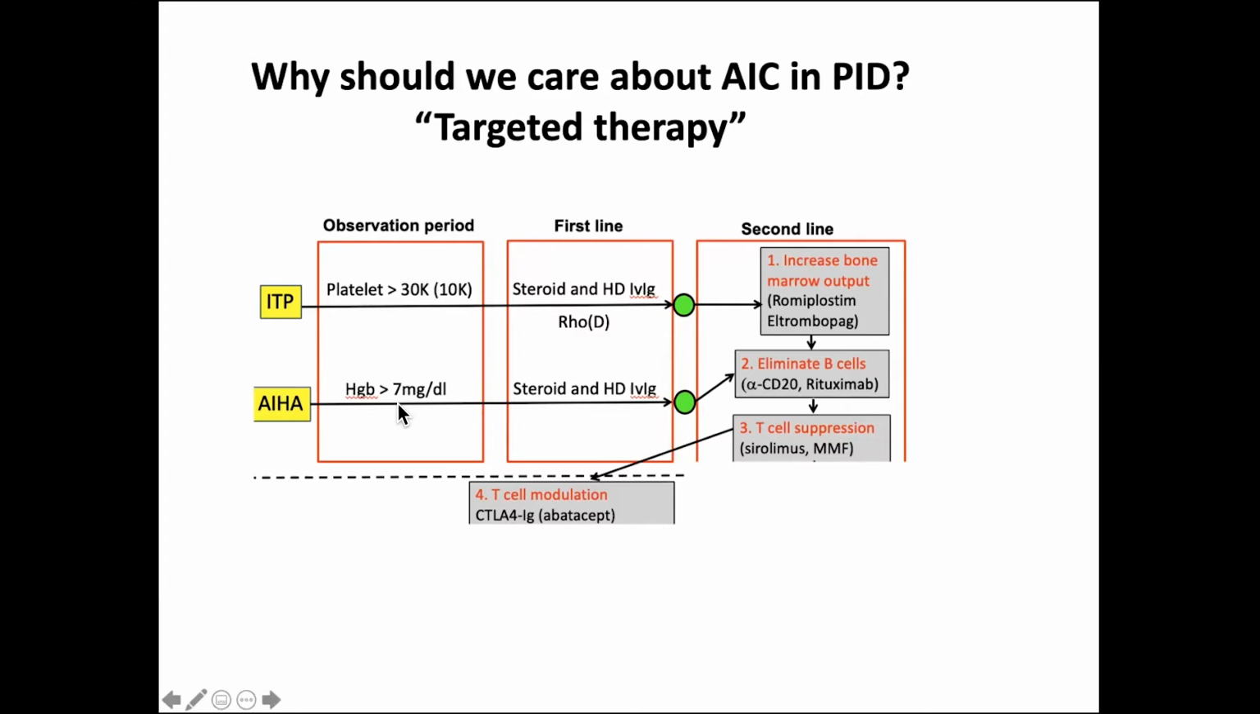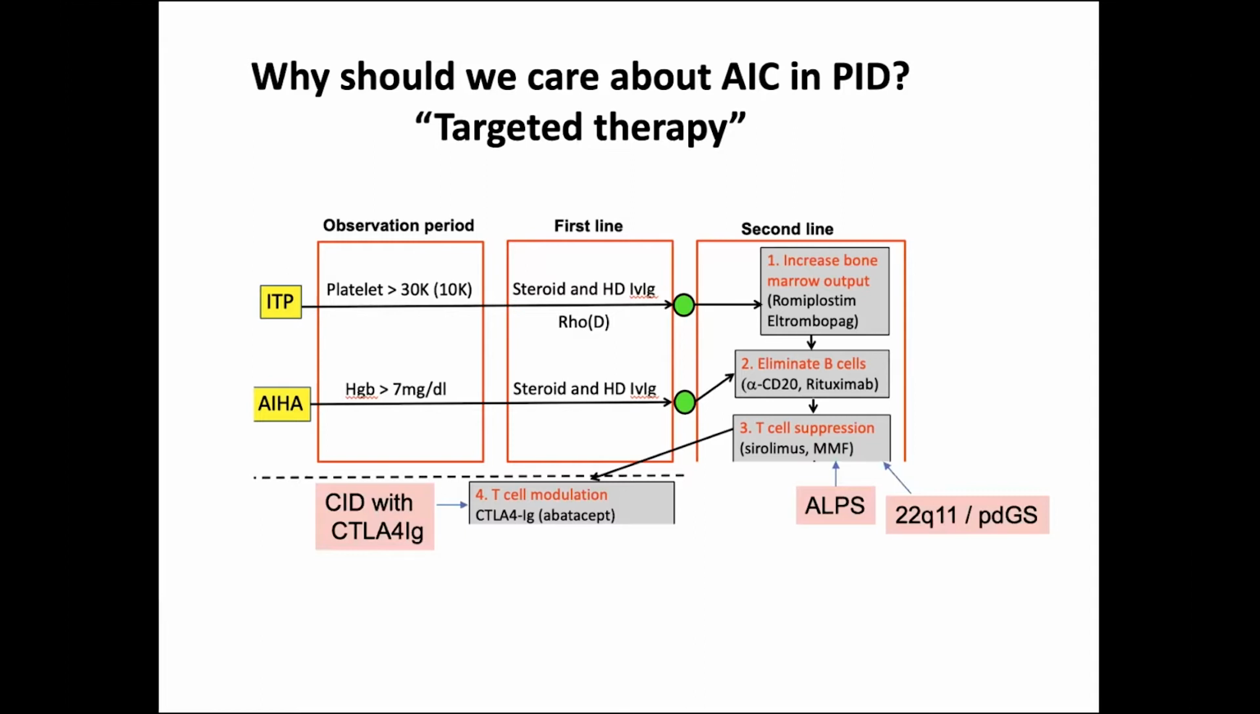Similarly, in case of hemolytic anemia, patients are often monitored unless they drop their hemoglobin level very rapidly. And in those cases, steroid and high-dose IVIG are not uncommon to be used. But long-term hemolytic anemia patients do need more targeted second-line therapies, which may include rituximab or T-cell suppression.